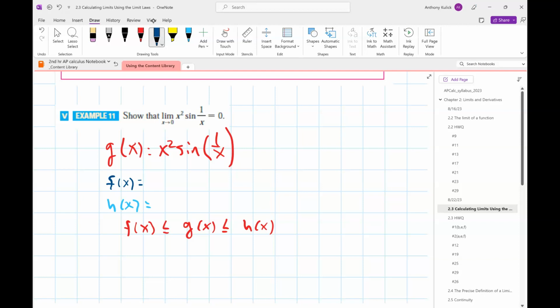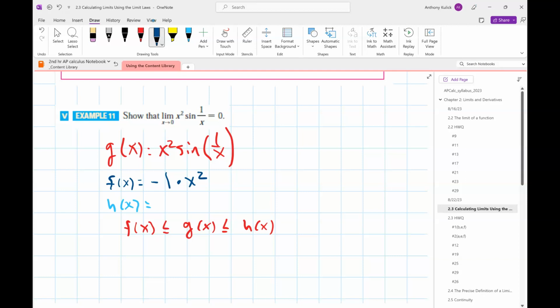So what is the smallest possible value to come out of sine x? -1. Everybody agree with that? So my f of x, I'm just going to be -1 times x squared, because that's the smallest value that sine of 1 over x could take, is -1. That'll work.